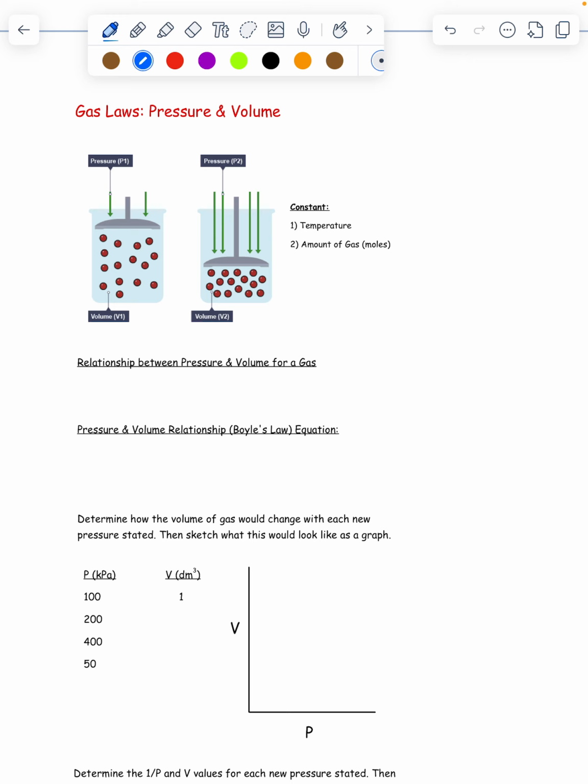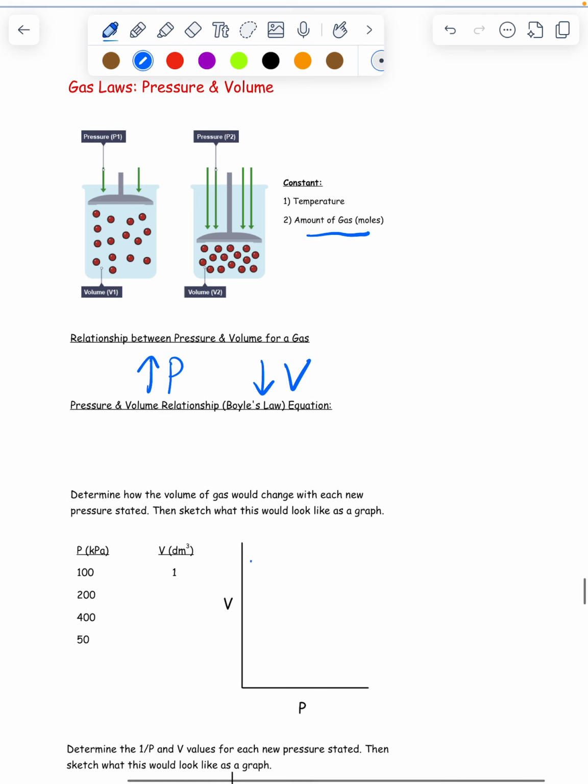So if we assume that we keep the amount of gas the same, so we aren't messing with the moles of gas, the particles of gas are the same, and the temperature is the same. If I squeeze on a gas, so if I increase the pressure, then I would expect that the volume goes down and vice versa. So this is an example of an inverse relationship. So we would expect the graph to look like a curve somehow, like this. That would be the pressure-volume relationship.